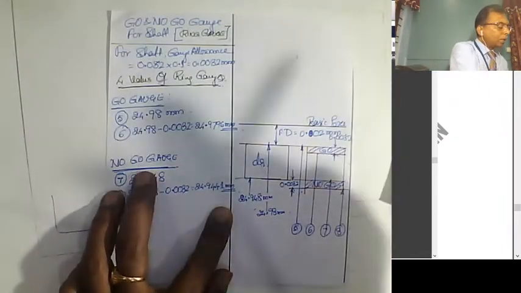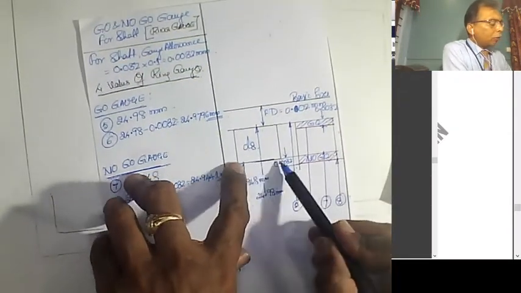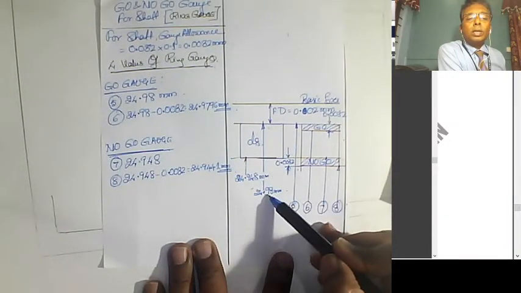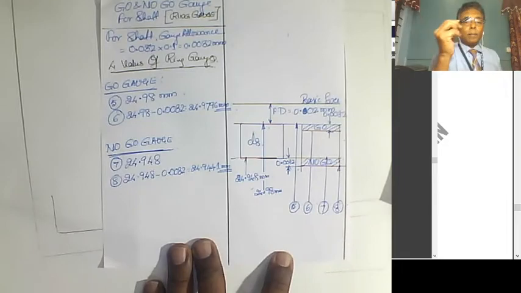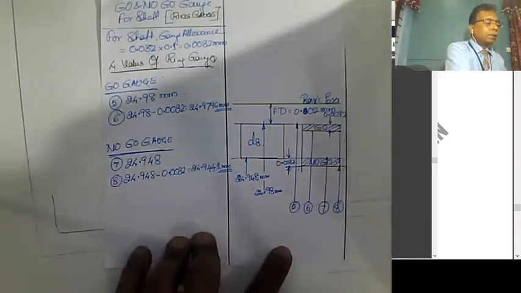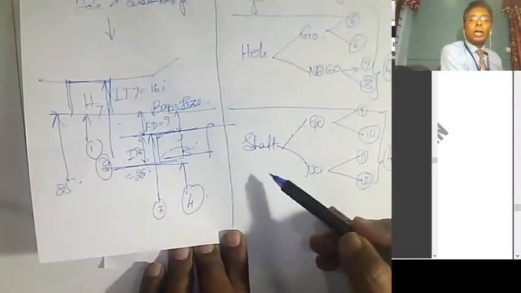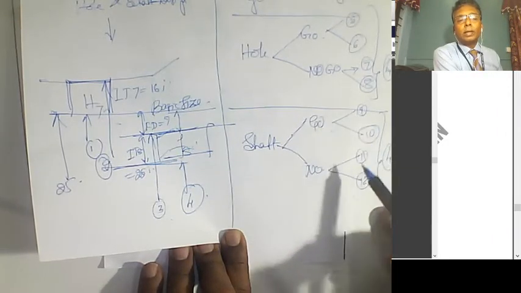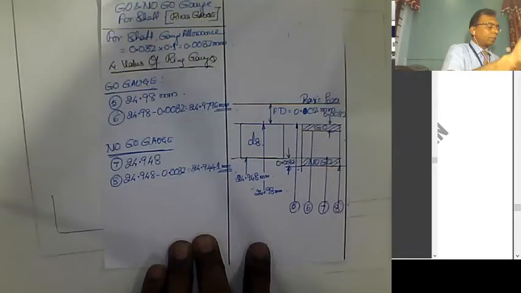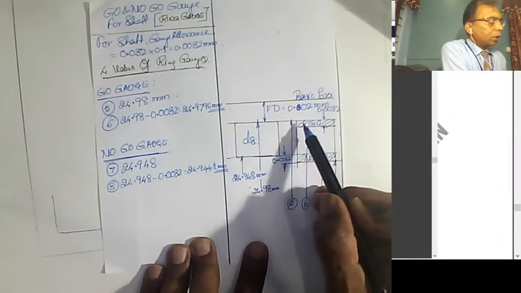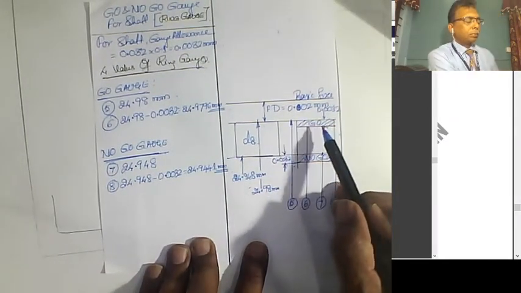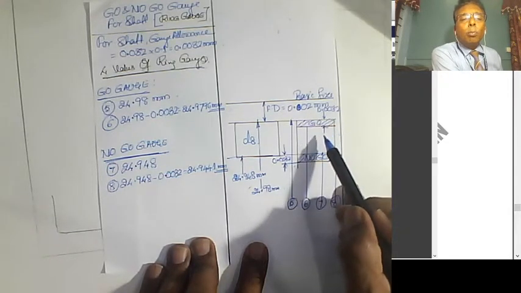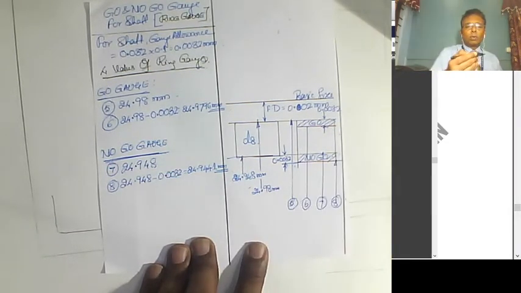Now, the same sketch is drawn here. 24.948 is seen here, and this is 24.98. This we have already found out. As said earlier, have a look. For the shaft, two values for the go gauge, two values for the no go gauge: 5, 6, 7, and 8. Now, observe the sketch very neatly. Look at this, two lines moving on the other side, just downwards.